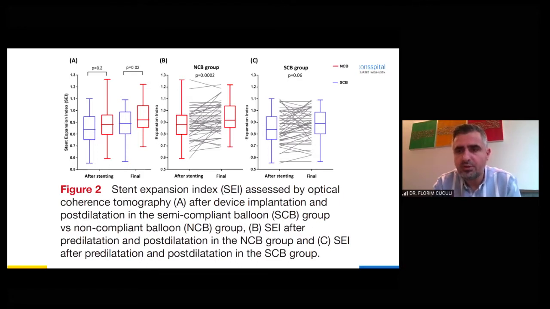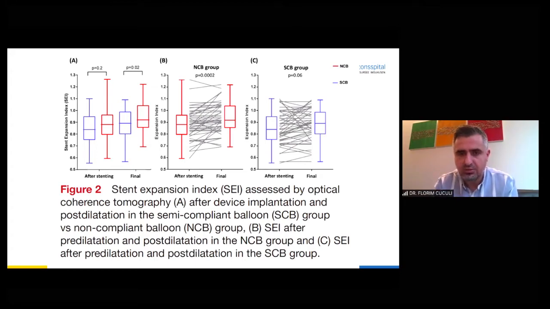So the patients who were pre-treated with a non-compliant balloon benefited from post-dilatation, but only those really benefited who were pre-treated with a non-compliant balloon, but not those who were pre-treated with a semi-compliant balloon. So lesion preparation pays off, and this study basically demonstrated that you have to do aggressive lesion preparation and good post-dilatation in order to achieve optimal stent expansion. The problem is that when we use drug-eluting balloons, we don't really have the chance to do post-dilatation. So we have to take even more care about lesion preparation.